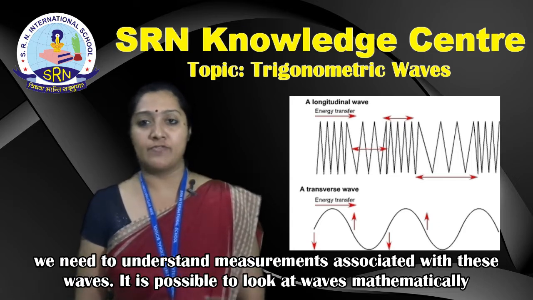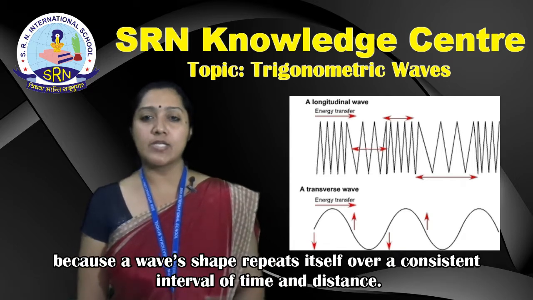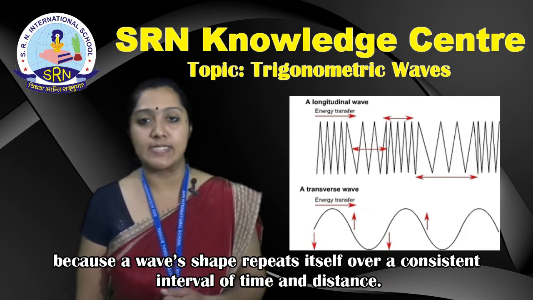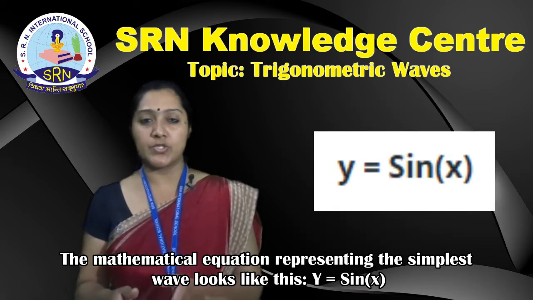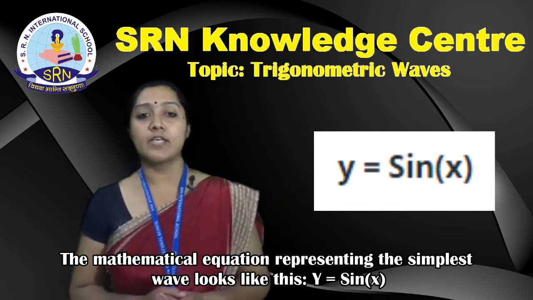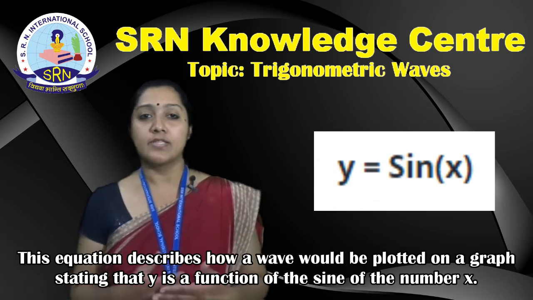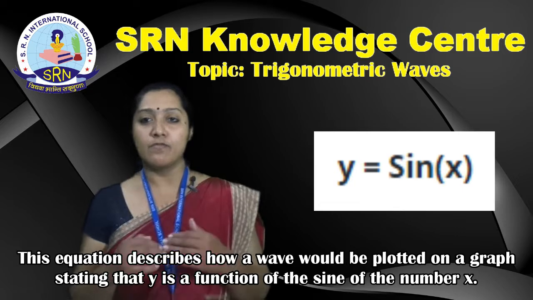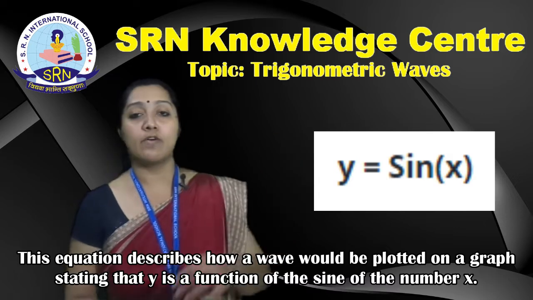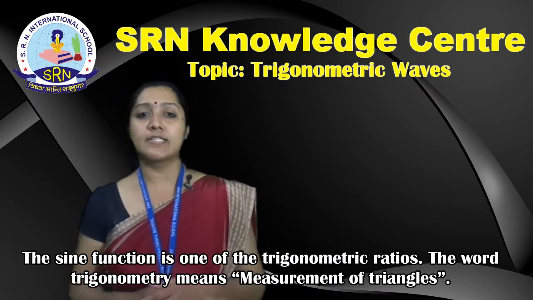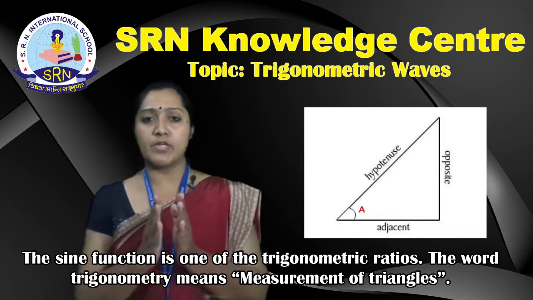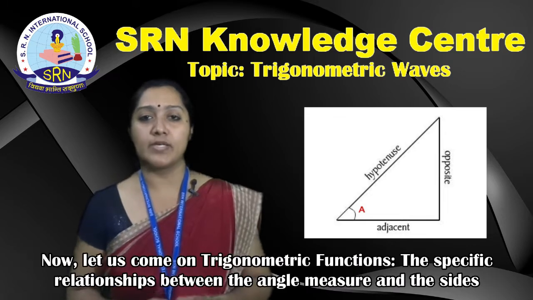It is possible to look at waves mathematically because a wave's shape repeats itself over a consistent interval of time and distance. The mathematical equation representing the simplest wave looks like this: y equals sine x. This equation describes how a wave would be plotted on a graph, stating that y is a function of sine of the number x. The sine function is one of the trigonometric ratios. The word trigonometry means measurement of triangles.